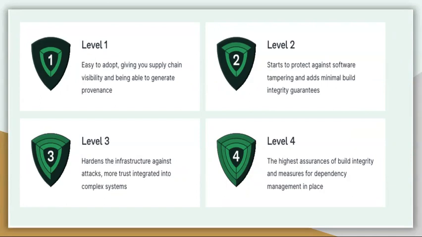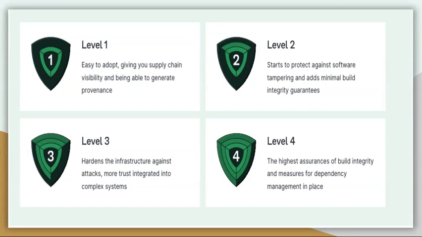The second part is that you are going to protect your software against tampering. This is very critical for any software provider, because even a very small piece of code which you might not be aware of, if inserted, can cause very big issues at a later point in time when a large number of customers are using it. It also adds minimal build integrity guarantees. There are a number of steps that you will have to perform. We will be discussing them later in the slides.